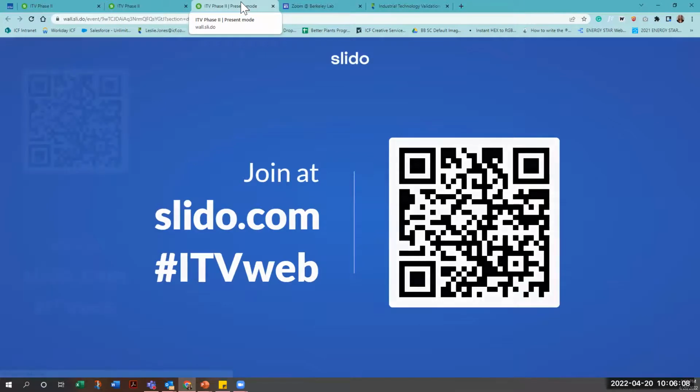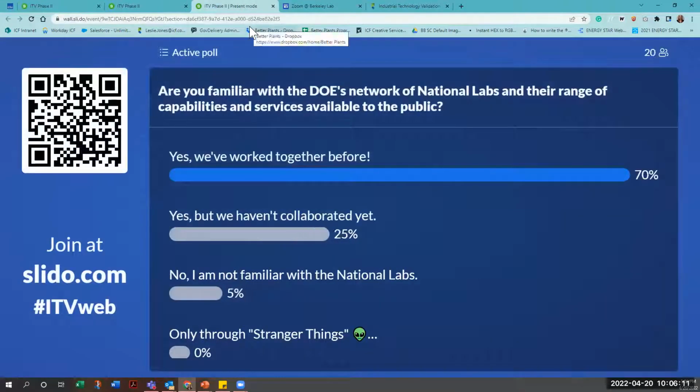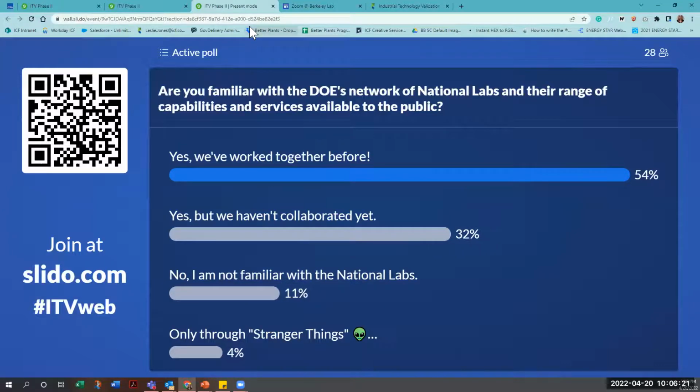In case anyone wasn't familiar, the DOE has a network of 17 national labs spread across the nation, and they lead research and innovation across a wide variety of topics and scientific disciplines. It may not be very well known amongst the general public, but you and your organization can reach out and work with the national labs in many different capacities. One fantastic example of this is the ITV pilot, which we're going to be exploring today. This one is specifically headed by Lawrence Berkeley National Lab. We have several folks on the call today who will be presenting from there, as well as DOE's Advanced Manufacturing Office.